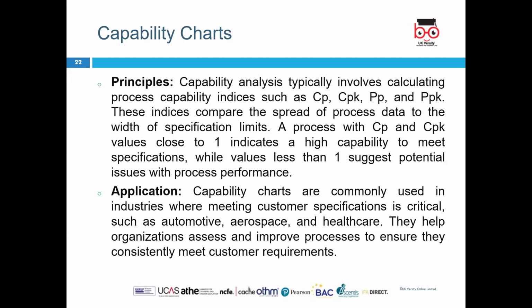Then application. Capability charts are commonly used in industries where meeting customer specifications is critical, such as automotive, aerospace, and healthcare. Remember that capability charts are used in certain industries and SPC is used in other industries. When it is more critical, then capability charts are preferred. They also help organizations assess and improve processes to ensure they consistently meet customer requirements.